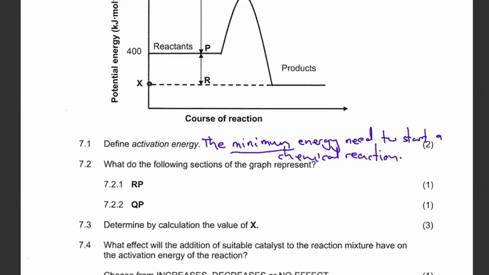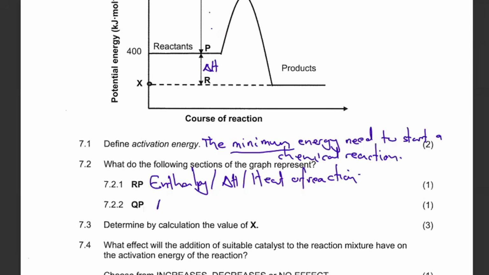Then what do the following sections of the graph represent? We've got different sections of the graph. We started with RP. RP is usually the enthalpy, which is your delta H, the heat of reaction. Then QP, this other part there, represents our EA, the activation energy.